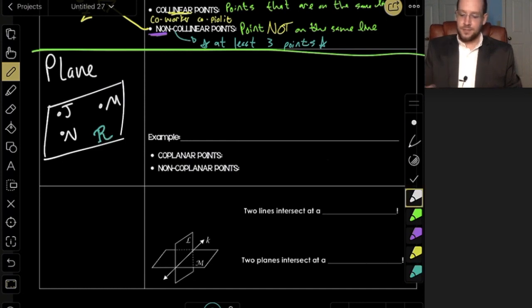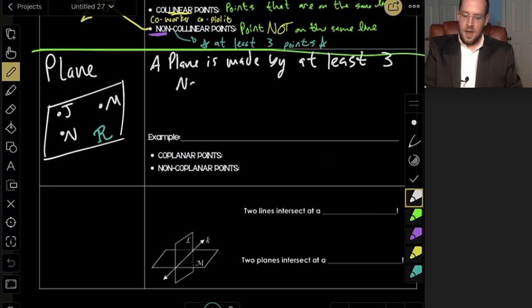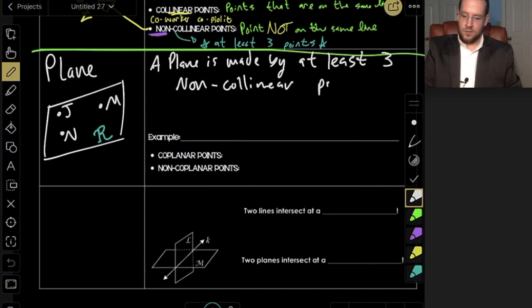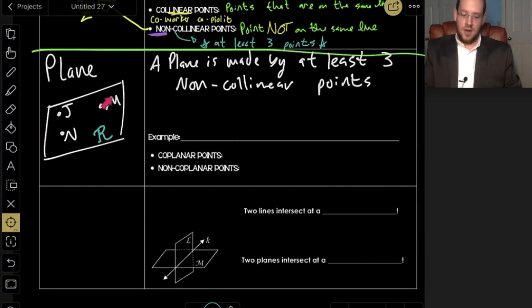So a plane is made by at least 3 non-collinear points. Not non-collinears. Non-collinear points. Okay, so a plane is made up of 3 non-collinear points. So you can see that my points over here are not all on the same line. They're in the same plane.